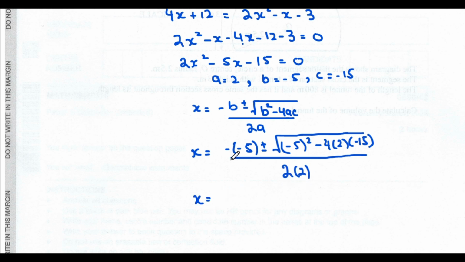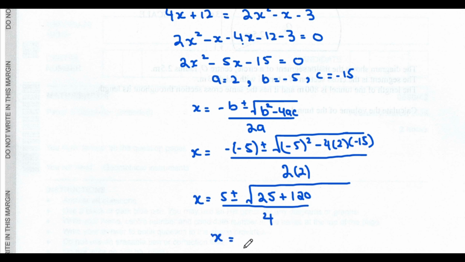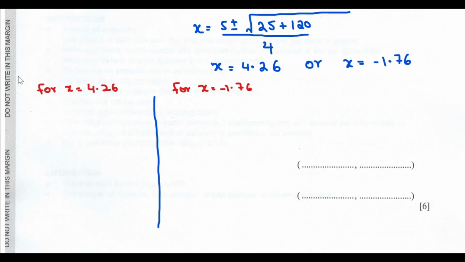Now I'll simplify it further. Minus negative 5 is plus 5. Negative 5 squared would be positive 25. And minus times minus would be plus, and 4 times 2 times 15 would be 120. Now in the denominator, 2 times 2 would be 4. So after doing these calculations, I'll get two values of x, 4.26 and negative 1.76.